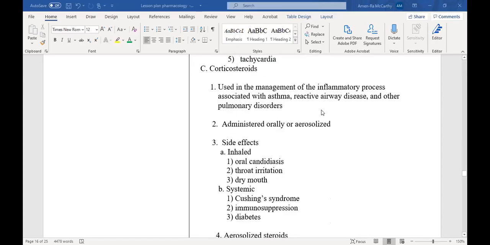The last one for today is corticosteroids. This is another category of drugs, corticosteroids. Like you said earlier, Ms. Cummings, we do give steroids, and steroids are given for what? Read number 1, Ms. Cummings.